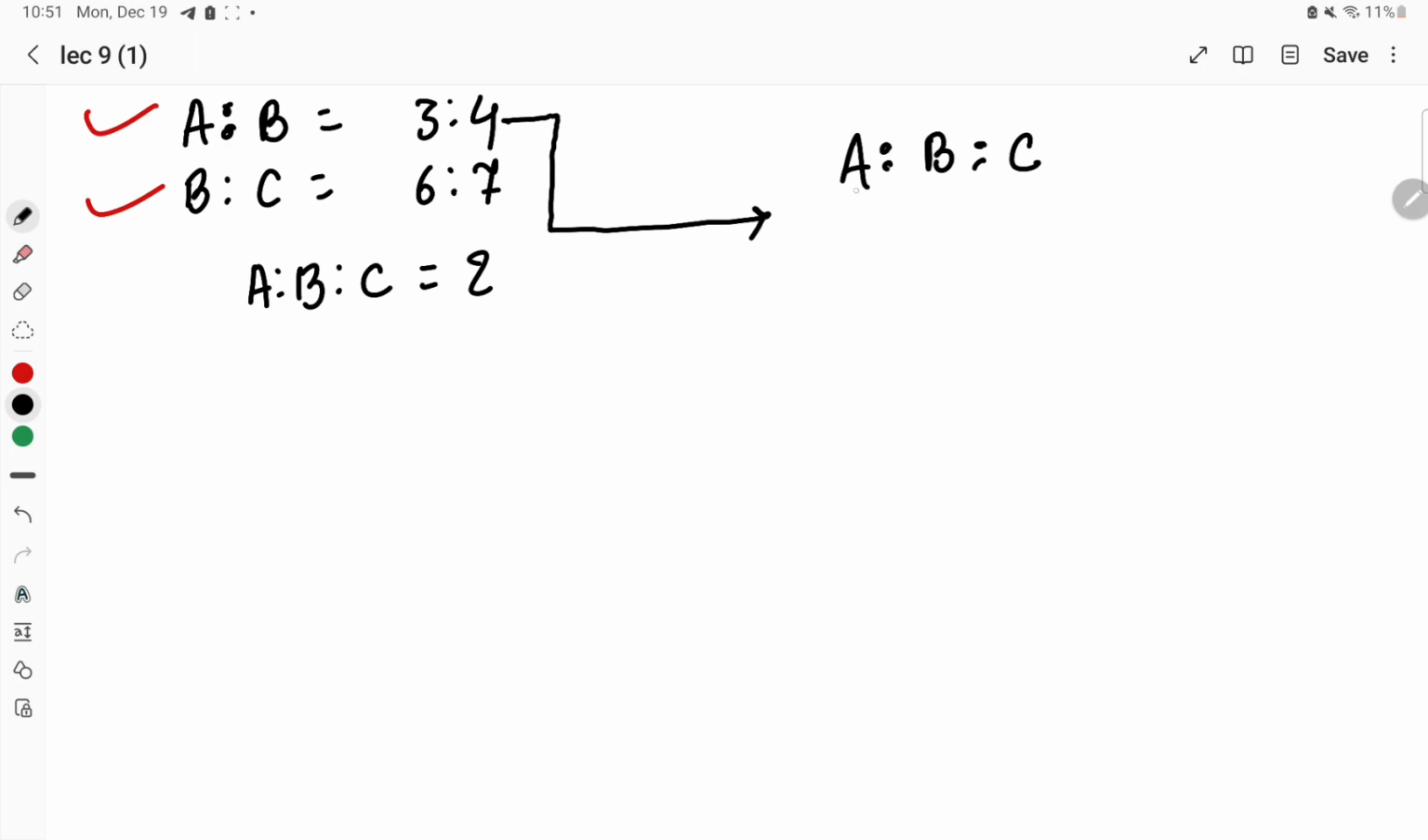That is, A is to B is given, 3 is to 4. Value of B is to C is given, 6 is to 7. Okay, are you trying to understand what I have done over here? I have put the values of the ratio which are given in the question exactly downwards. A is to B was given, I have put exactly downwards for A is to B. B is to C was given, I have put exactly downwards for B is to C. So this is what I have done in the second step.